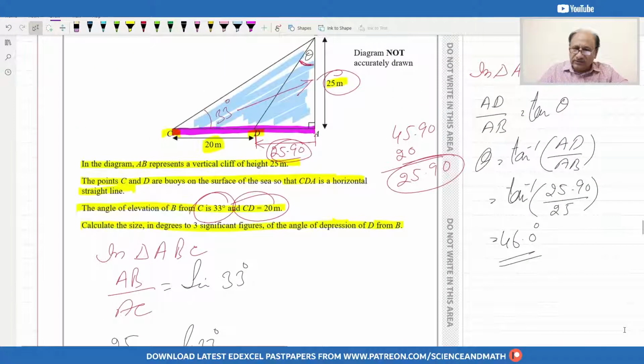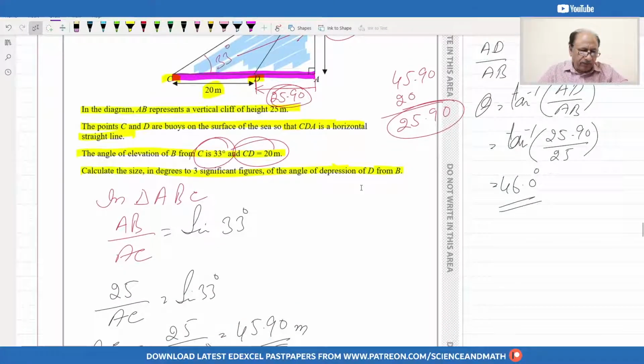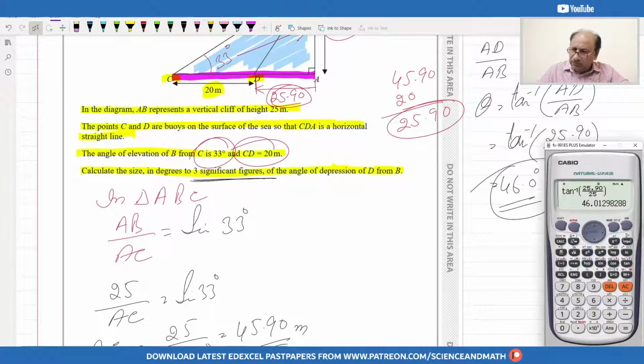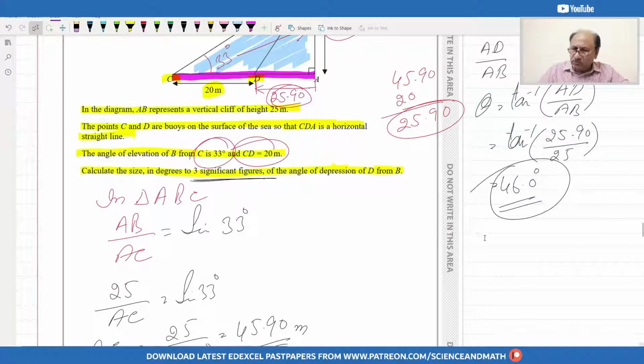So this is the working which we have done for this theta, and up to 3 significant figures they are asking for. That's why we have written 46.0, and 1, so you can write up to this one. If we write 1, that will be 4 significant figures, so we are not writing that one. So this will be our answer, and hopefully you understood each and everything.